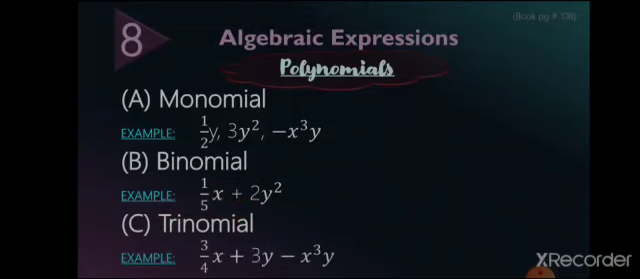So trinomial means, bi means 2 and tri means 3, mono means 1. So trinomial will consist of 3 terms: 1, 2 and 3 terms. These are joined with operators, positive and negative, plus or minus.